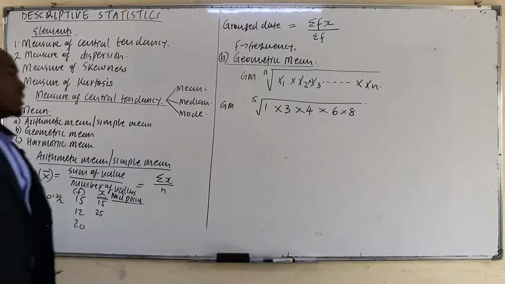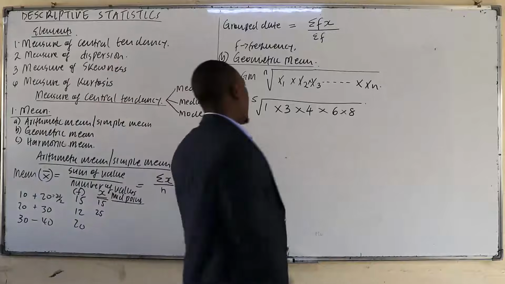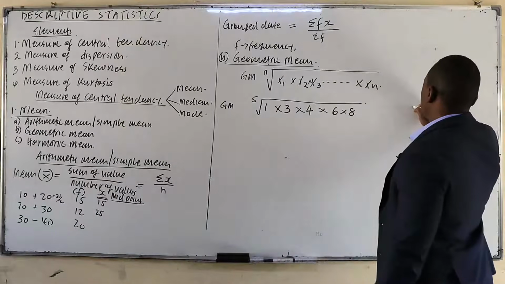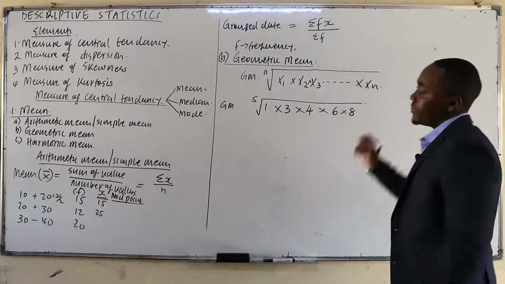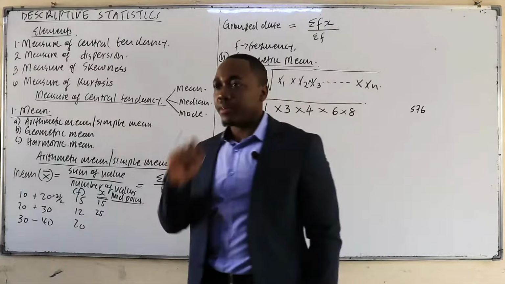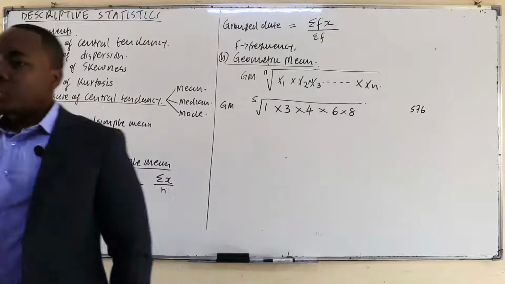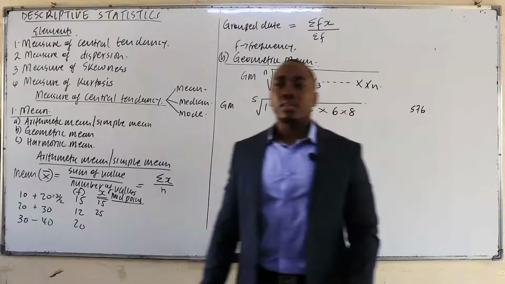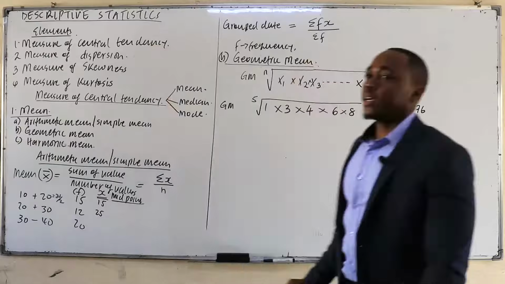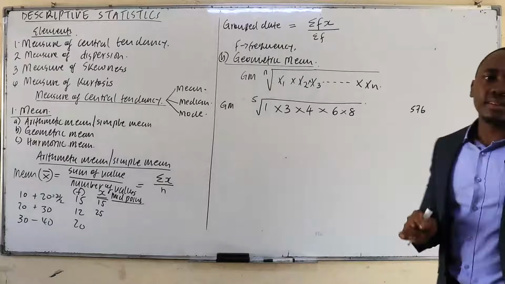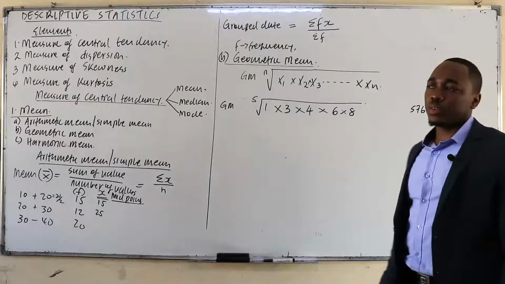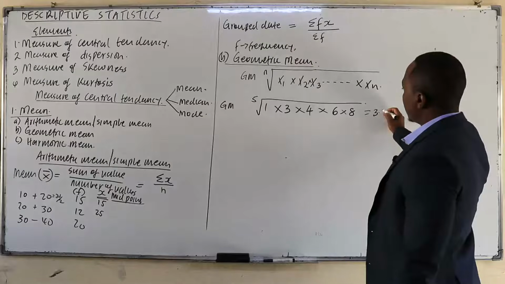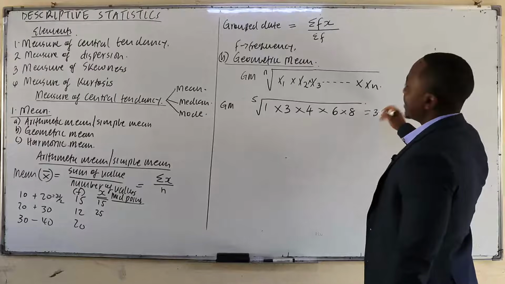You get 576. Now, once you get 576, how do we get the fifth root? To get the fifth root, you press 5, shift, raised to power, then the answer, press answer, then equals. What do you get? 3.56. That's how we get the nth root.